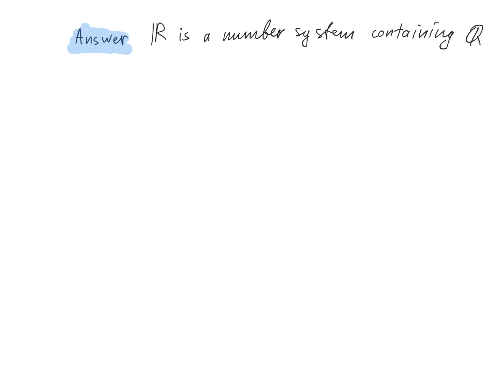Finally, we are ready to answer the motivating question from the first lecture: what are the real numbers? From the point of view of this course, the answer is going to be that R is a number system which contains Q, the rational numbers, and satisfying the completeness axiom.